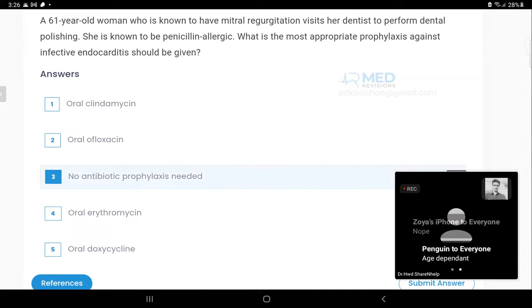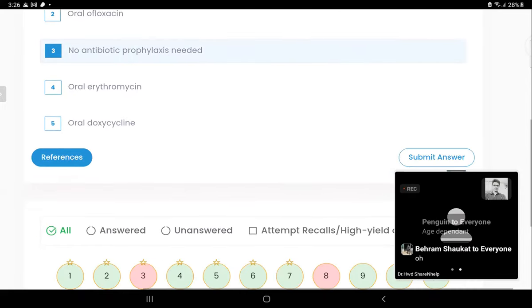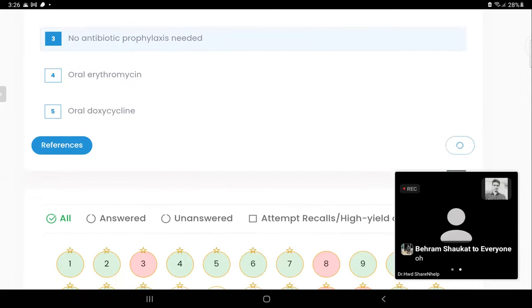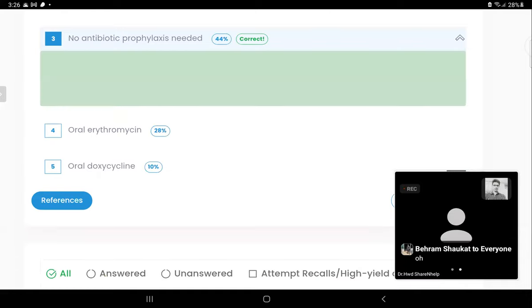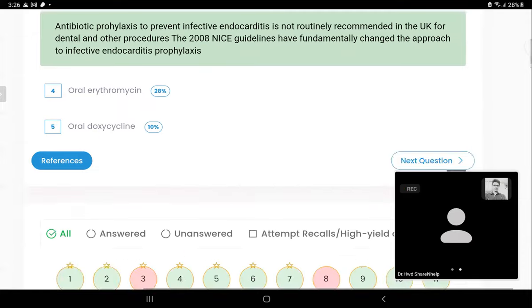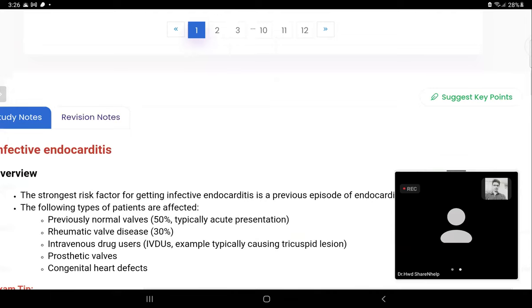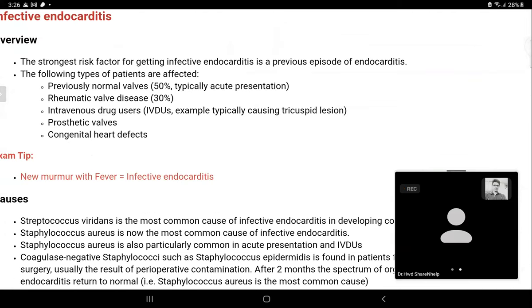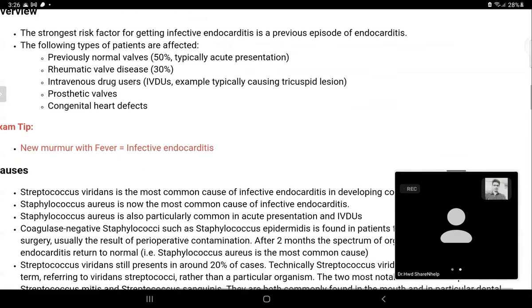Age dependent, you're very right. But here's the thing. Why should we be ageist? We should not be ageist, right? Here's the thing. In 2008, they have said that infective endocarditis only needs prophylaxis if the procedures are not routine. Dental polishing is a routine procedure. So we don't need to go for prophylaxis, right? So when do we go for prophylaxis?